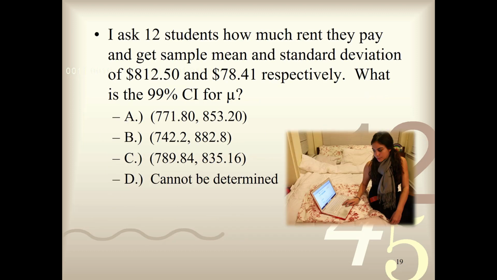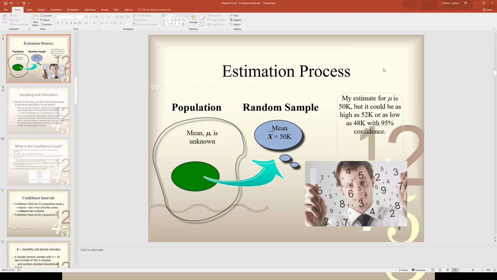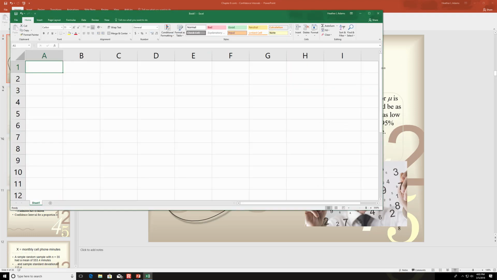Okay, let's say we had this problem. I asked 12 students how much rent they pay and get a sample mean and standard deviation of 812.50 and 78.41 respectively. What is the 99% confidence interval for the population mean? Okay, so let's stop there and I'll go to Megastat.